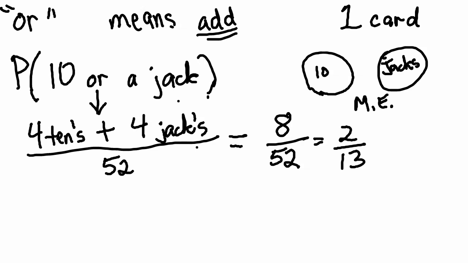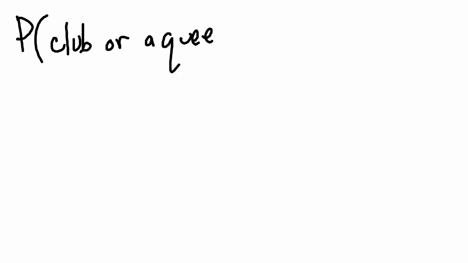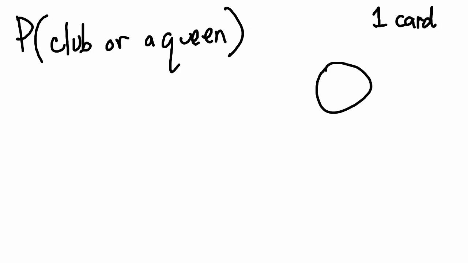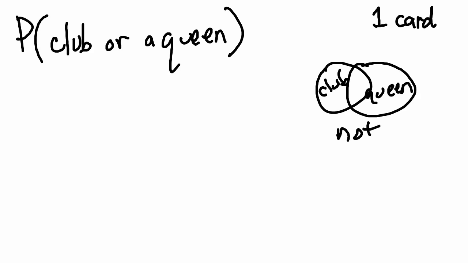But what if they're not mutually exclusive? What would happen if you want the probability of a club or a queen? Again, one card. So these are not mutually exclusive because you could have a queen of clubs. So they're not mutually exclusive. What we have to watch out for is that we don't count anything twice.